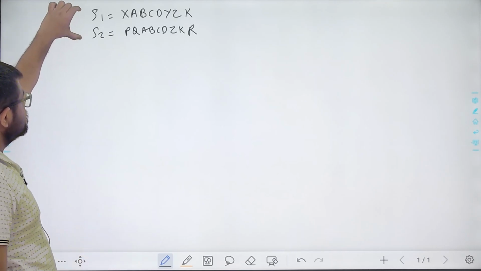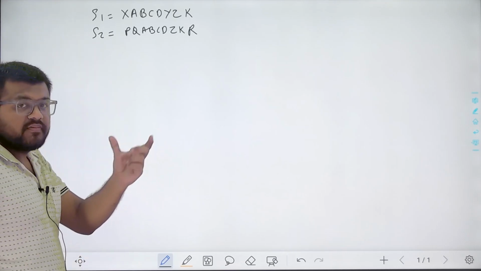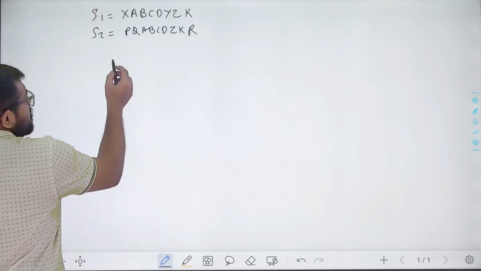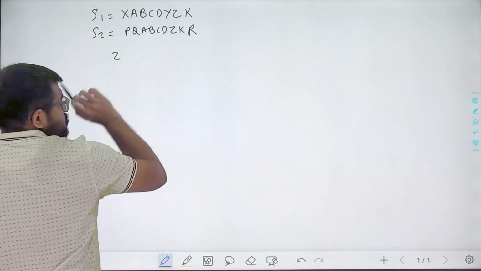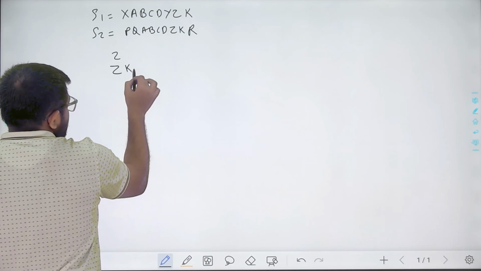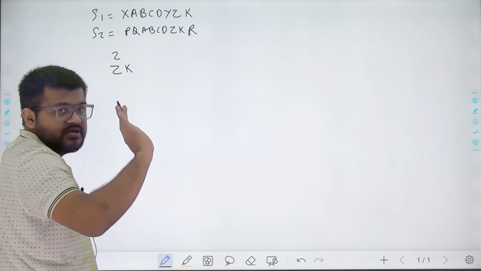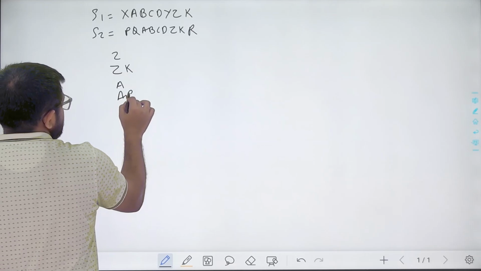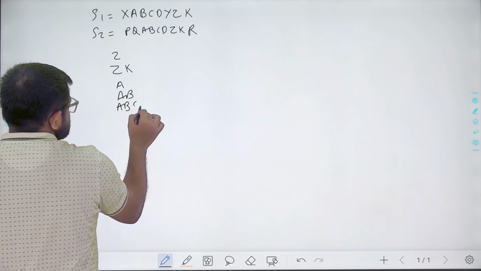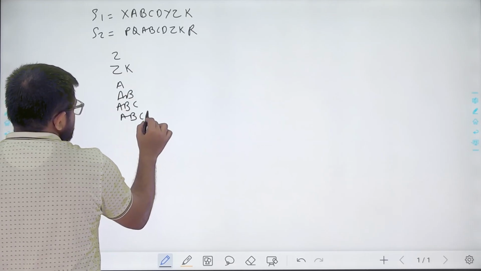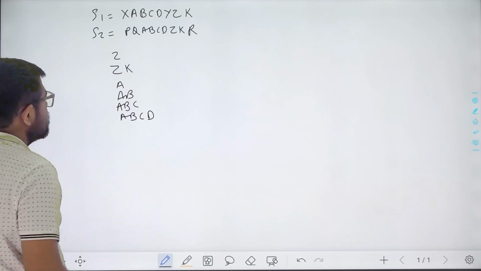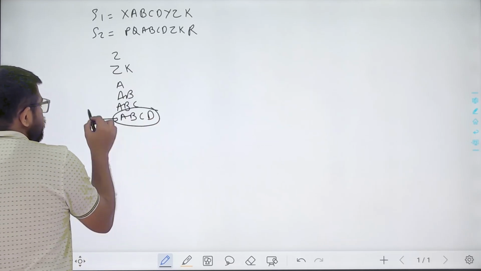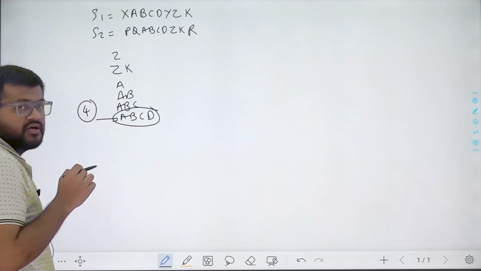Okay. So if we think about solving this problem, what I need to find is the length of the longest common substring. Now a substring is a continuous segment of a string. So in S1 and S2, if I look at common substrings, what are they? One is Z. Z is common in both. Then ZK is also present in both. They might be present at different indexes. Then A is common. Then AB is common. Then ABC is common. Then ABCD. So these are the common substrings. What is the length of the longest common substring? It is 4. So 4 will be the answer for this question.